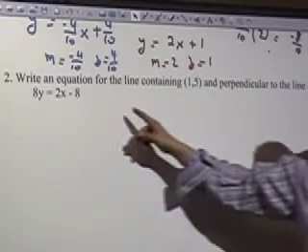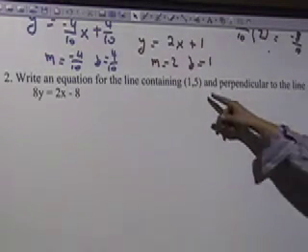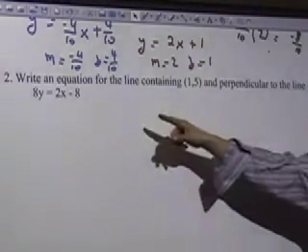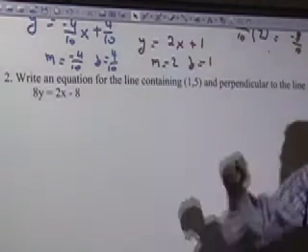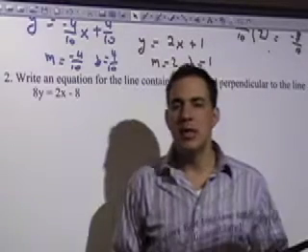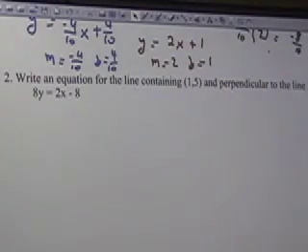And number two, we're going to write an equation for the line containing (1, 5) and perpendicular to the line 8y equals 2x minus 8. Perpendicular to the line 8y equals 2x minus 8 means that the slope of that line has to be multiplied by the slope of the perpendicular line to equal -1. But let's do a little bit of work before we get there.